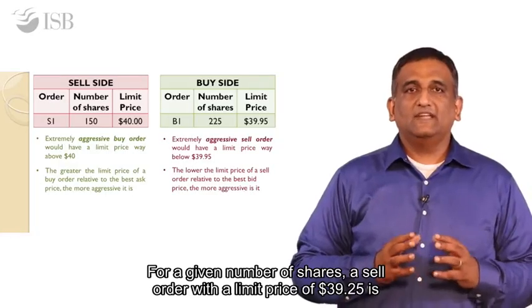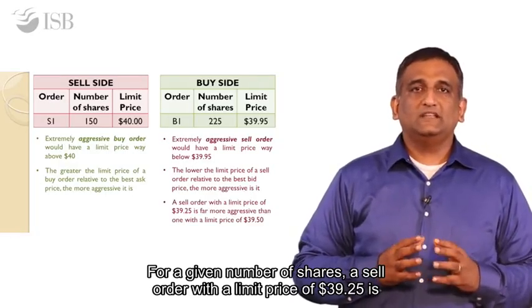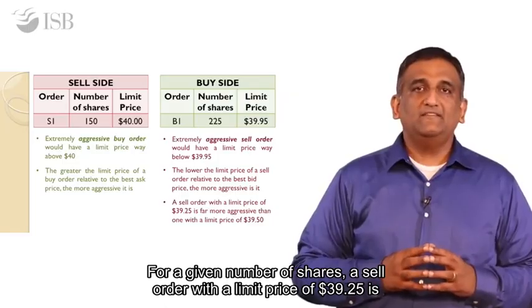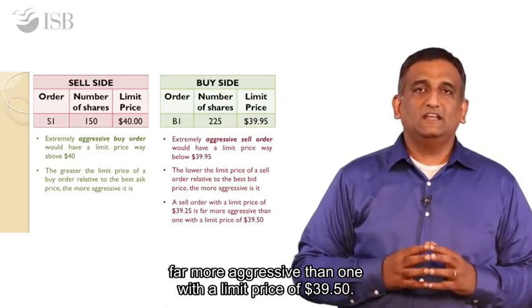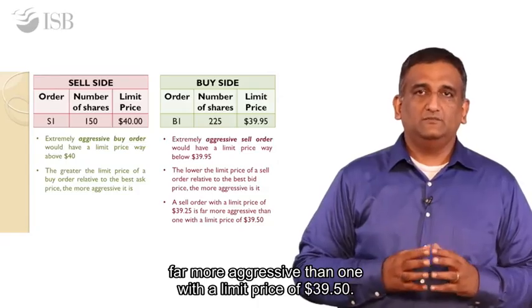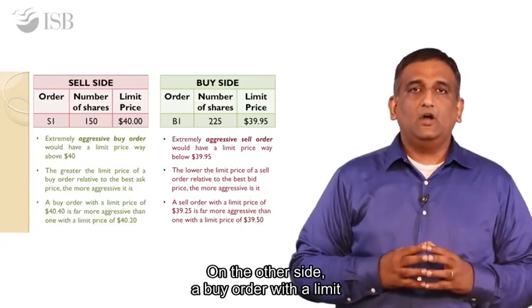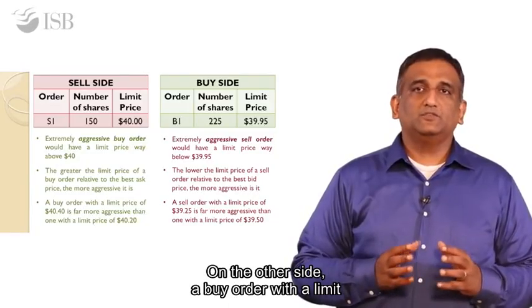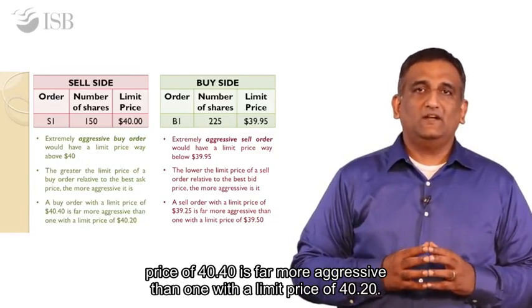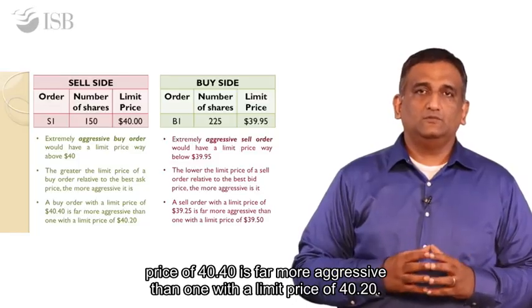For a given number of shares, a sell order with a limit price of 39.25 is far more aggressive than one with a limit price of 39.50. On the other side, a buy order with a limit price of 40.40 is far more aggressive than one with a limit price of 40.20.